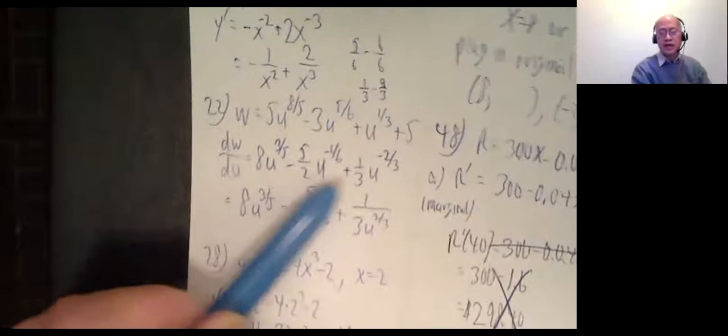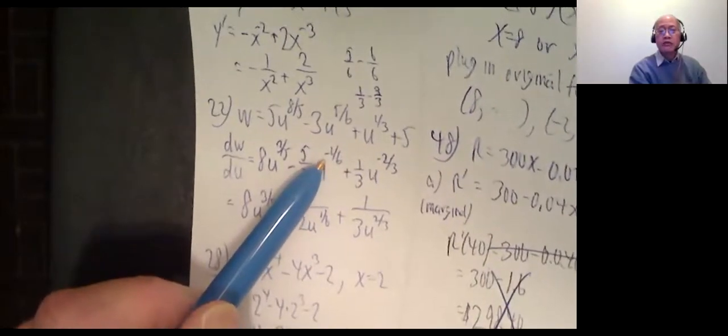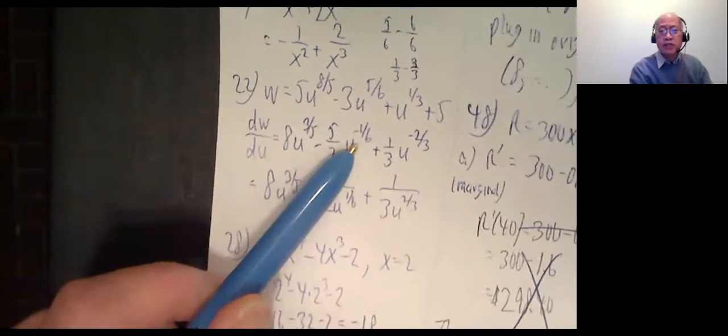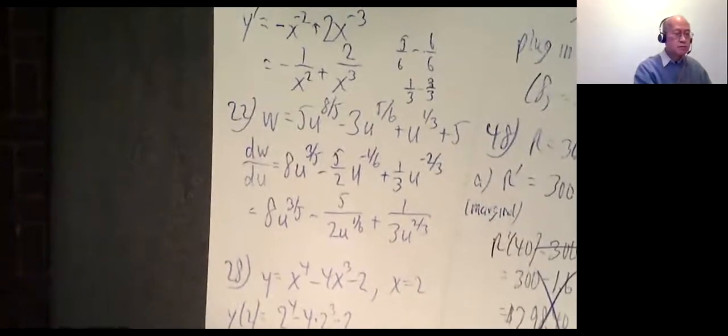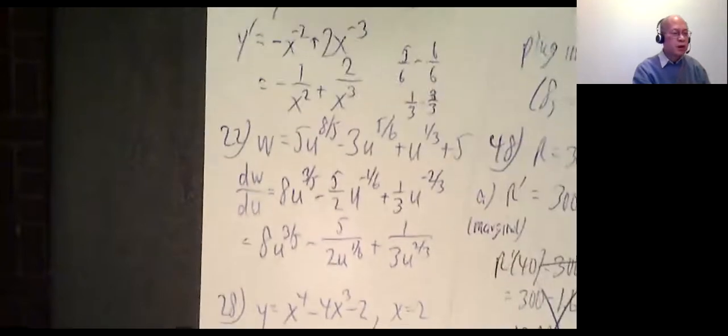Now, if you do this on a test or quiz, I'll give you partial credit, but for full credit, change the negative exponents to positive exponents by putting them in a denominator. Okay, so that's good, leave that alone. But this u to the -1/6 goes in a denominator, so -5 over 2 u to the 1/6 plus 1 over 3, and this comes down as u to the 2/3. So that's the best final answer. Okay.